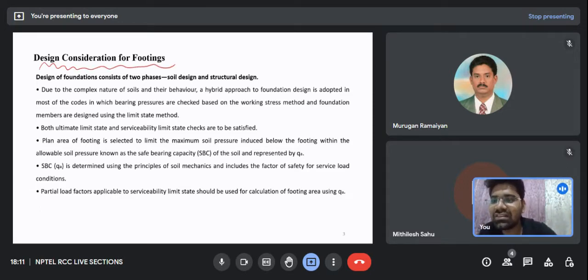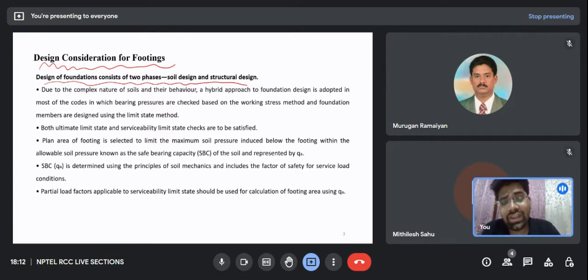The first design consideration is that the design of foundation consists of two phases, which are soil design and structural design. So you cannot say, okay, I'm a structural engineer, I don't know what soil is, that is what geotechnical engineers should be bothered about. Why should I be bothering about the soil? No, it should not be like that. If you are talking about the safety of a structure, that should be the safety of both structure as well as soil. If the soil is failing, that is indirectly the failure of the structure. If the structure is failing and soil is not failing, that is also indirectly the failure of your entire structure.